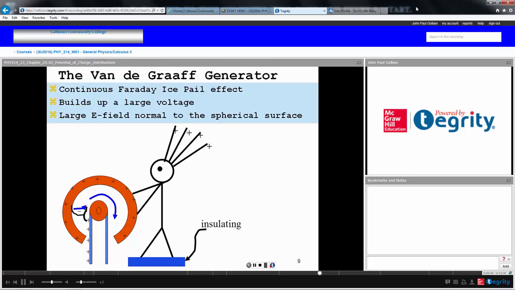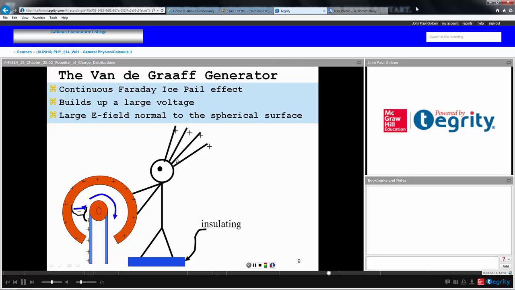So if it were to go into your hair, it would go into the tips of your hair and try to get away from the other charge as best it could. Hence your hair would stand up on end as the charge was trying to repel itself from the other charge. So it looks something like this.